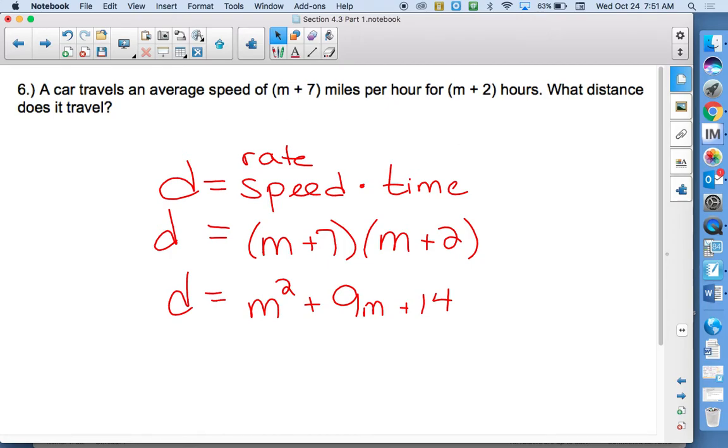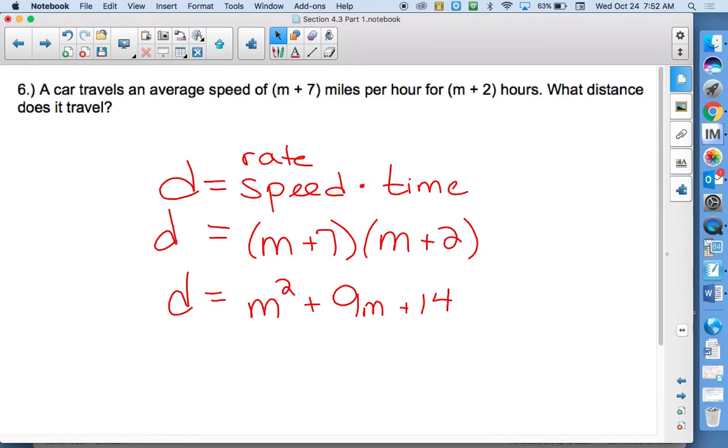So we could find the axis of symmetry, we could plug that in for m, and then we could find the maximum distance that we could travel based off of this expression. Or we could find out how far we would travel if the m value was 5 or if the m value is 10. So this would be an expression to represent the distance based off of those two given quantities. Questions?